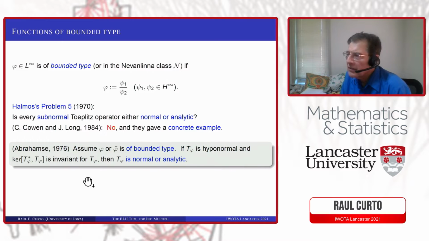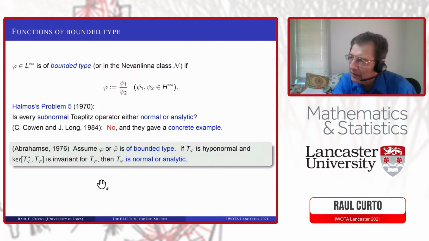Abrahamsi in 1976 had proved that if phi conjugate is of bounded type, namely of the form above, hyponormal and kernel of the self-commutator for T phi means that T phi is normal or analytic. Now, I remind you that if an operator is subnormal, therefore it's hyponormal, and also the kernel of T phi star T phi is invariant for T phi.